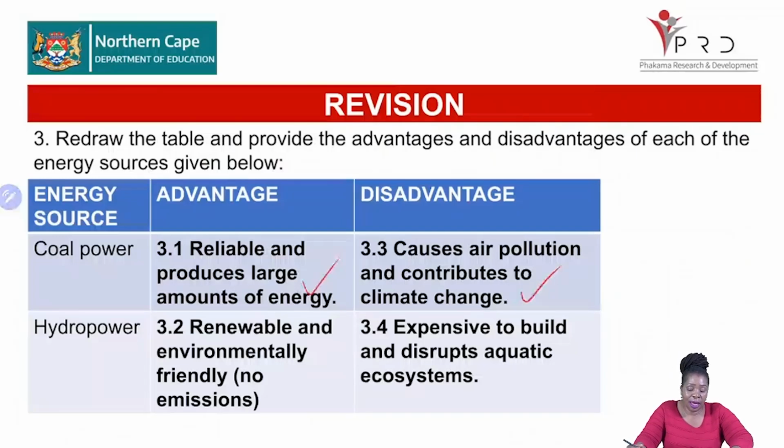And then the next one is hydropower. The advantage is that it is a renewable and environmentally friendly source of energy because there are no emissions produced. And then the disadvantage is that it is expensive to build and it can also disrupt the aquatic systems or the aquatic ecosystems. Right, that's coal power and hydropower. Right, let's move on to the next question.